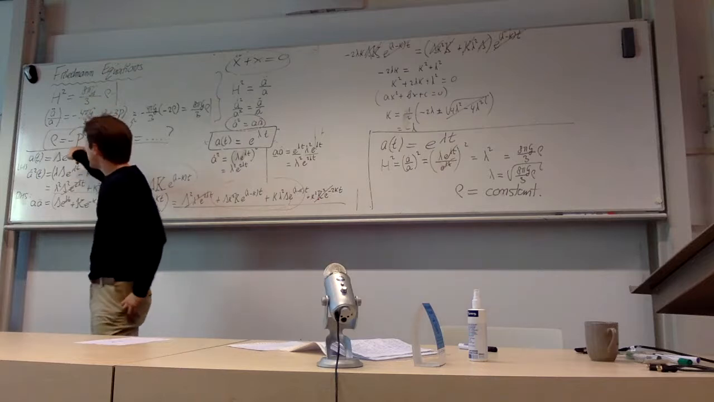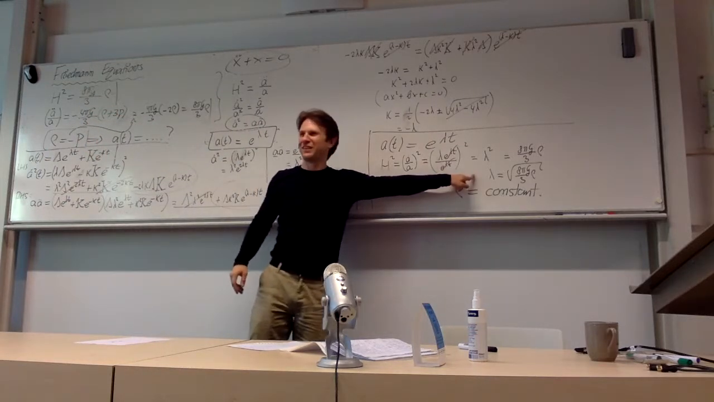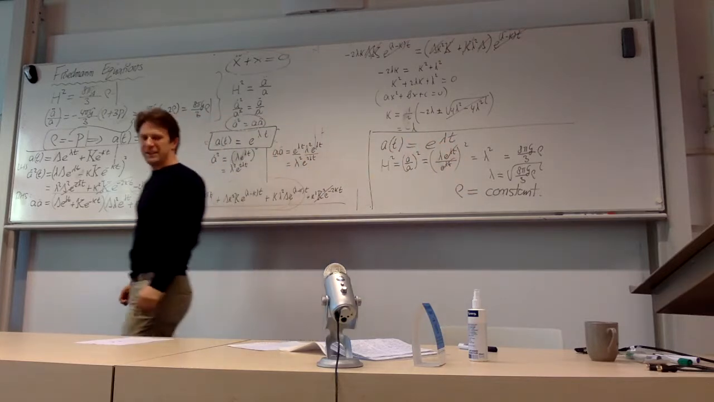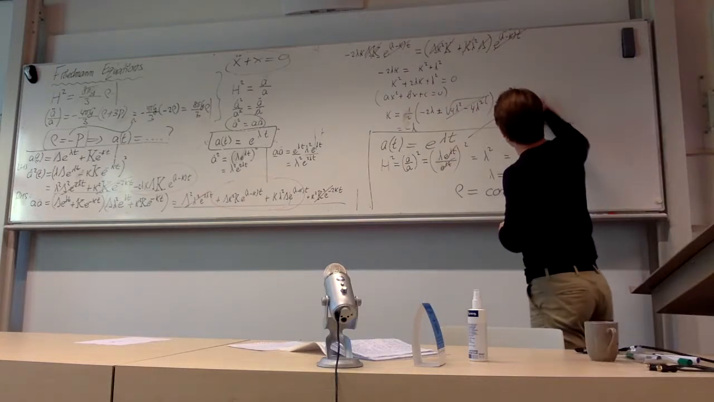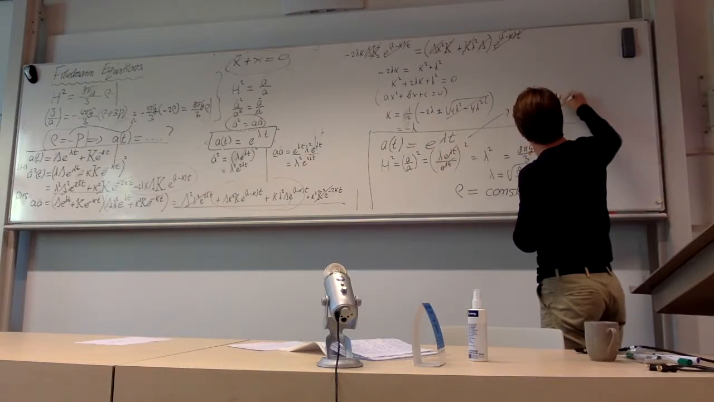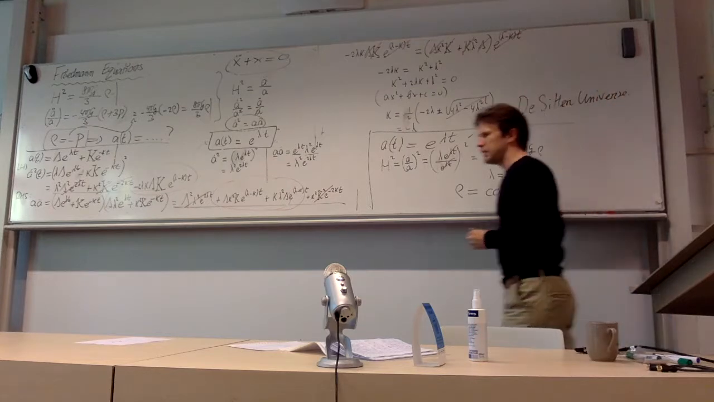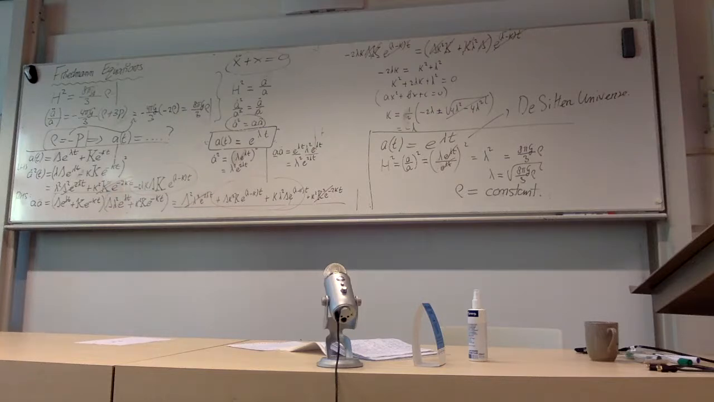Now, why would you assume this? Well, you wouldn't, except that this is measured. This is what the universe does. In fact, it has a name. This is called the De Sitter universe. It's named after a Dutch astronomer called Willem de Sitter. Or De Sitter expansion.